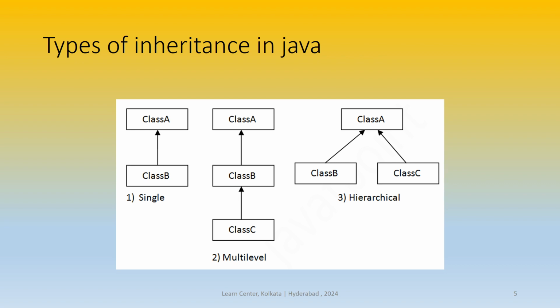When there is a chain of inheritance, supposing class B inherits class A and class C inherits class B, this is called multi-level inheritance. When two classes B and C inherit class A, that is called hierarchical inheritance.